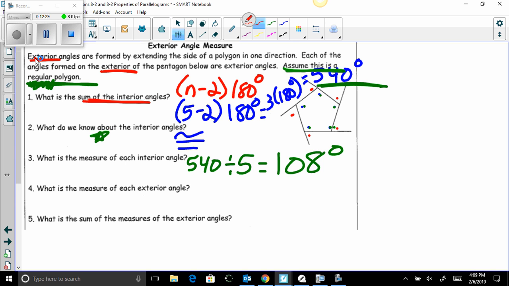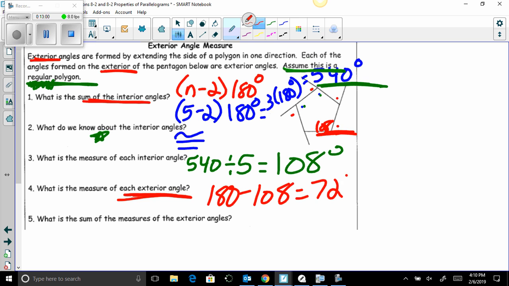How is that now going to help me find the measure of each exterior angle? Well, let's think about this. Let me do some erasing here. So, if this angle is 108 degrees, what is this angle right here going to be? What do these angles form? They form a linear pair. So what do they have to add up to? Very good, 180. So 180 minus 108 is going to give you what for this exterior angle? So that exterior angle ends up being 72 degrees.